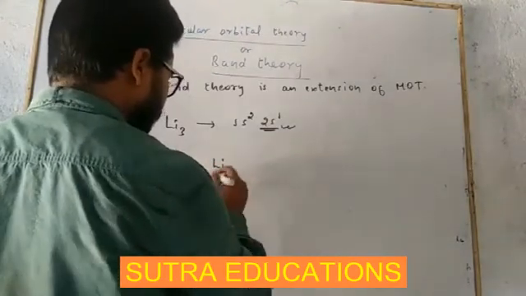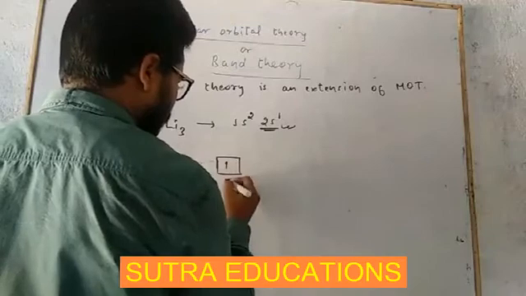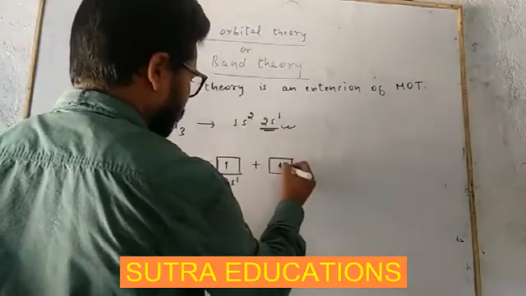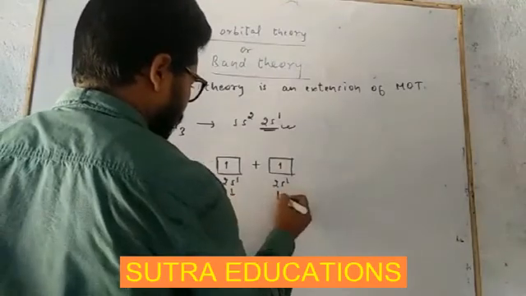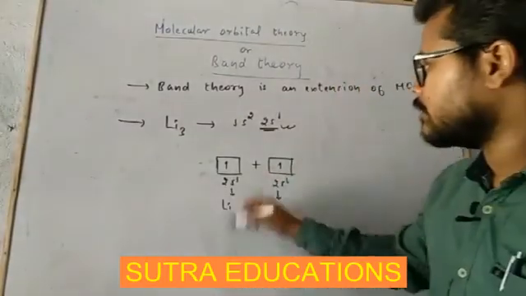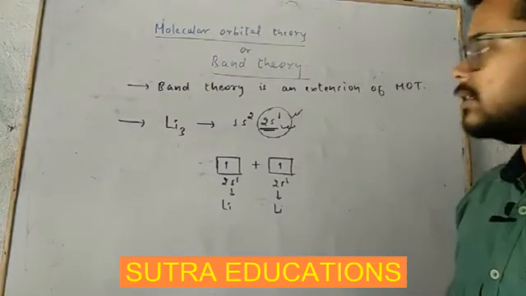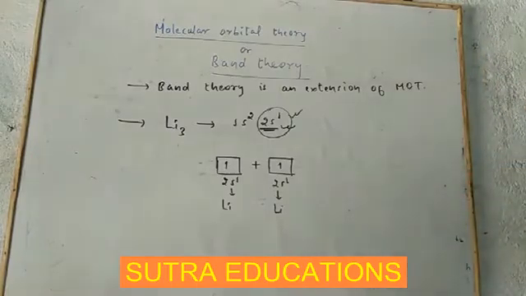One electron, since it is 2s1, plus one electron, again 2s1, belonging to the lithium atoms. So two lithium atoms are combining, and I am showing the combination of their outermost atomic orbitals. These two lithium atoms will form two molecular orbitals. As I have told you, the number of molecular orbitals formed is equal to the number of atomic orbitals combined.